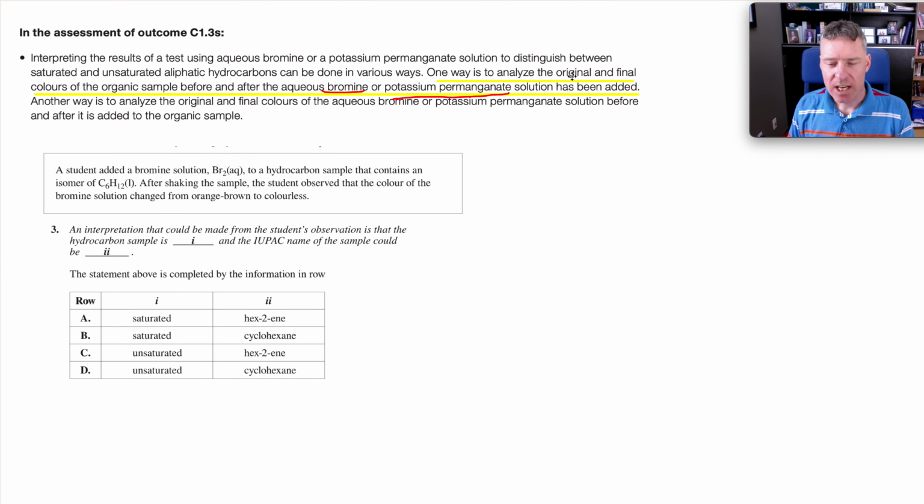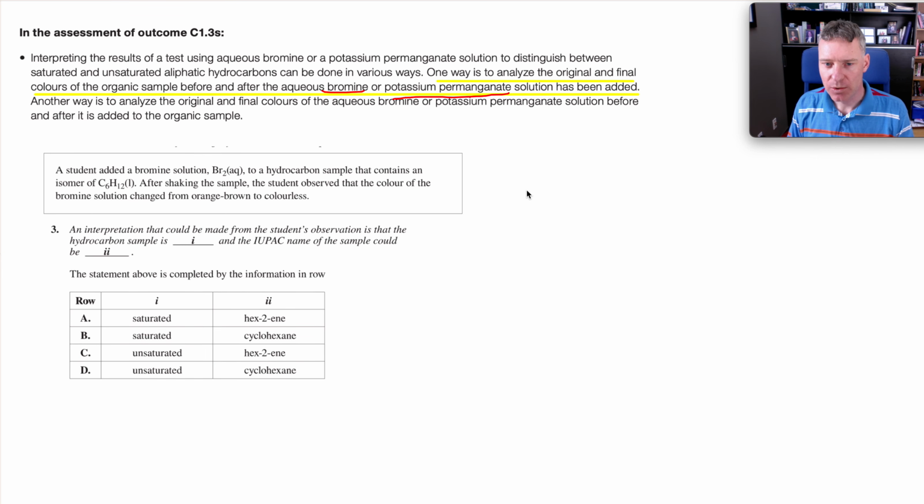Okay, so one way to analyze whether the reaction has happened is either to analyze, is there a color change in the organic compound, or is there a color change in the bromine that's being added? Okay, you can sometimes have two different layers, but if there's a color change, then you know that it is unsaturated, an ene. If there's no color change, it's saturated, an ane, and there'll be no fast reaction.